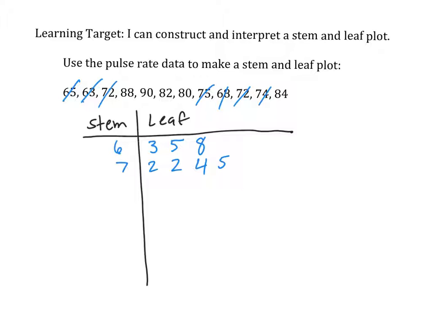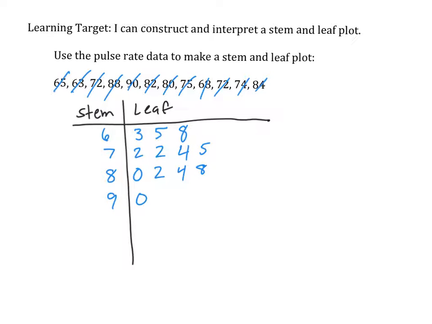That's all of our 70s, but we also have some 80s, so we'll make an 8 stem. We have 80, that's the lowest, and then 82, 84, and 88. And finally, we have 90, so we'll make a 9 stem, and then 0 is the leaf. So this is all of our stem and leaf data.